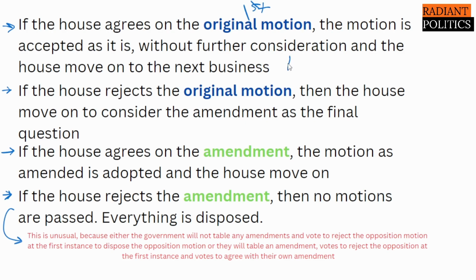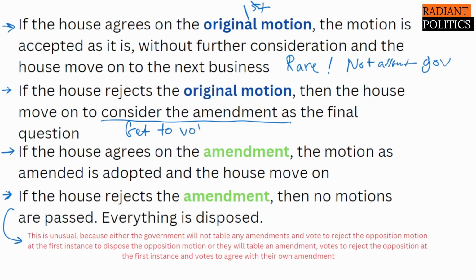This usually only occurs when the government is okay with the motion proposed. If the House rejects the original motion, then the House moves on to consider the amendment as the final question. This means that the opposition fails to pass their own motion, but at least they get to vote on their own motion, and the House now is moving on to vote on the government amendment. If the House agrees on the government amendment, the motion as amended is adopted and the House moves on.